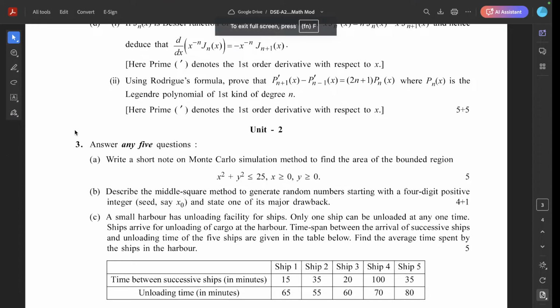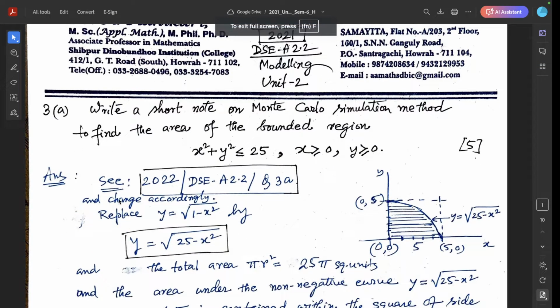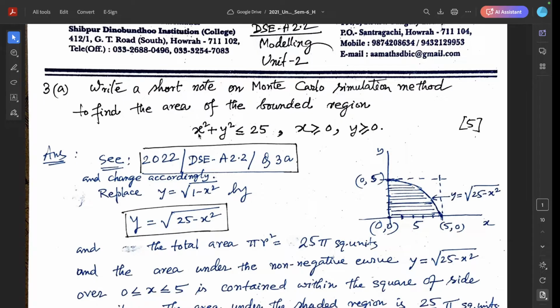Question 3a. Write a short note on the Monte Carlo simulation method to find the area of the bounded region x² + y² ≤ 25, x ≥ 0, y ≥ 0. See the question paper 2022 DSE A2.2 Mathematical Modeling Unit 2 question 3a, where there is also the circle x² + y² ≤ 1. This one is x² + y² ≤ 25.